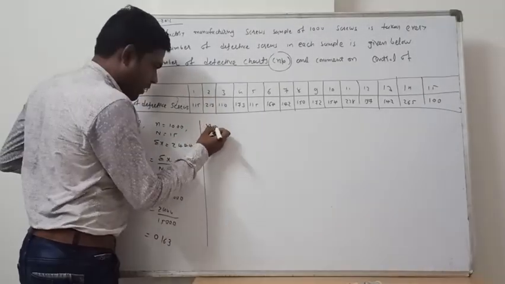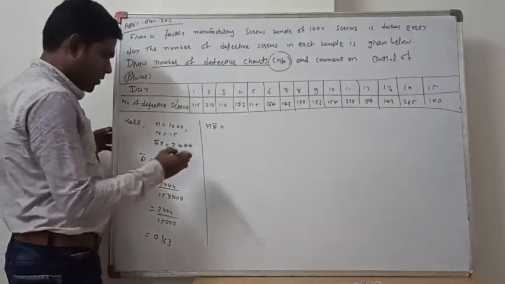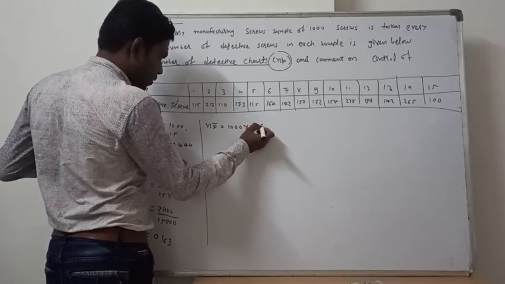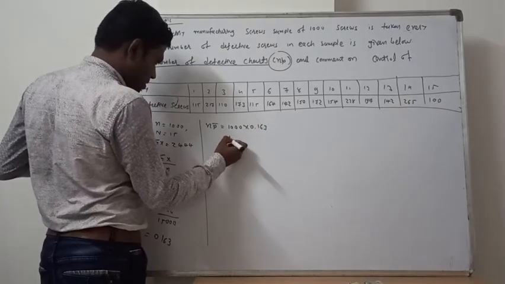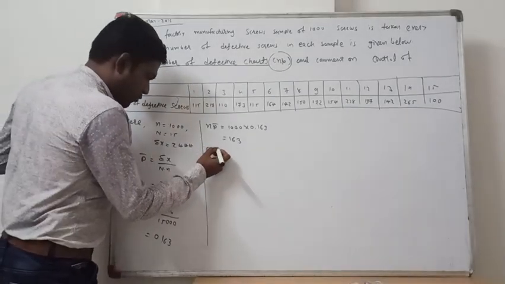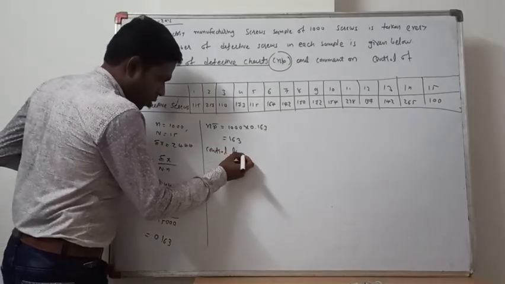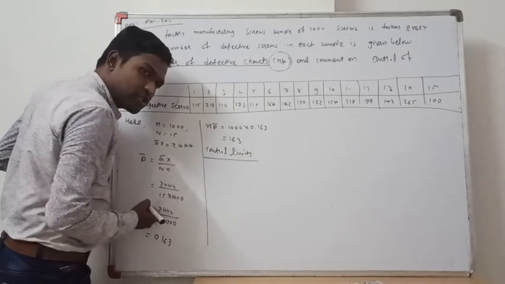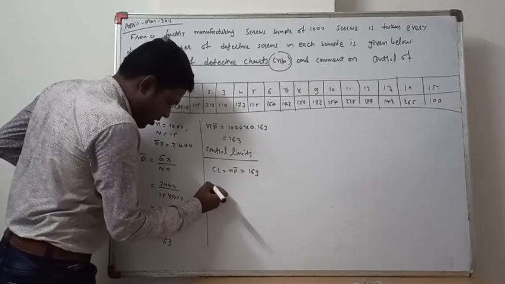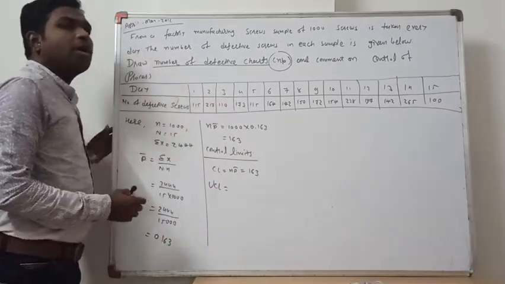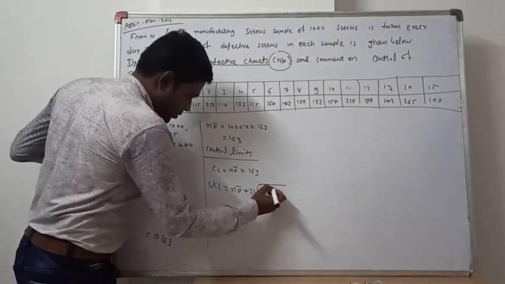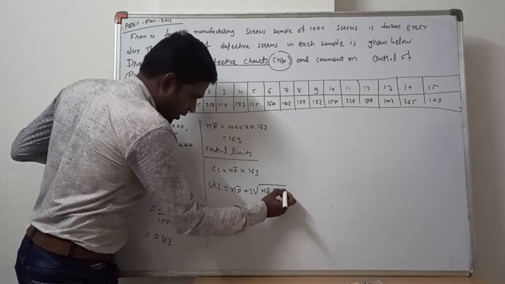Now we have to find n into P bar. n into P bar means what? n is 1000 into P bar is 0.163. Then the answer is 163. Right? Now we have to find the control limits one by one. First we have to find the central line, that is n into P bar, that is 163. Next we have to find UCL, the upper control limit, that is n into P bar plus 3 square root of n into P bar into 1 minus P bar.